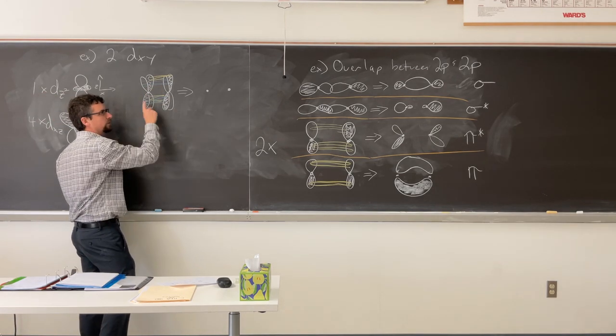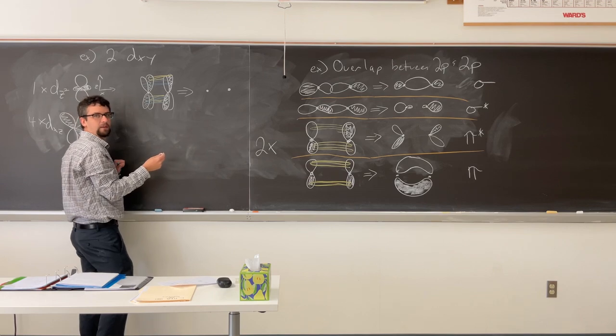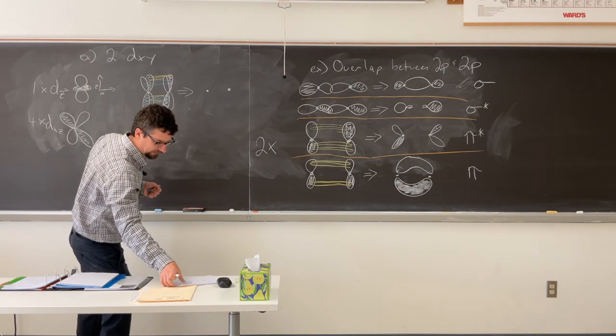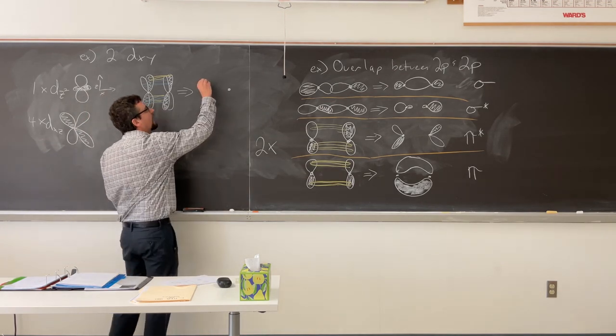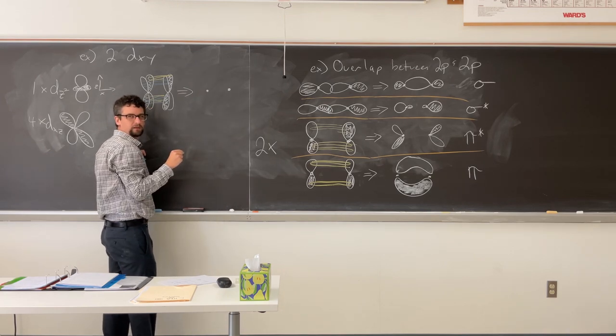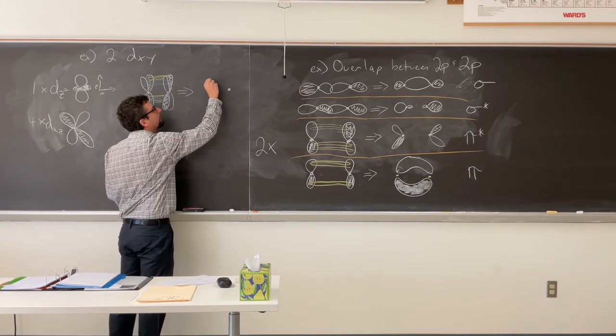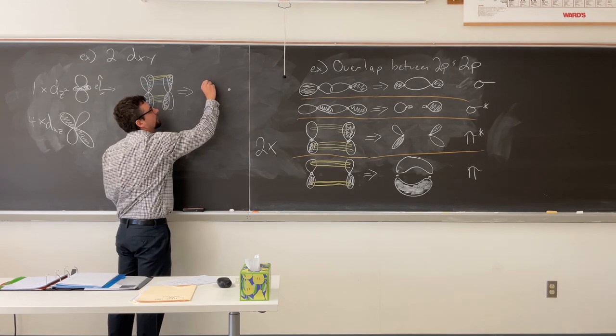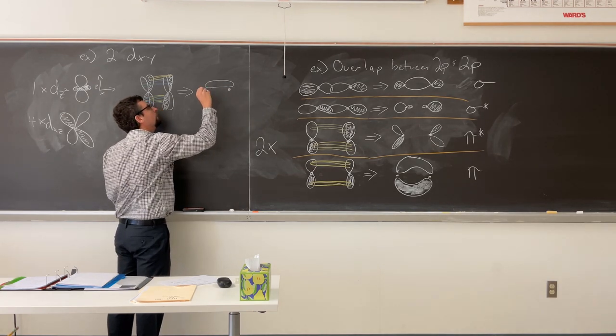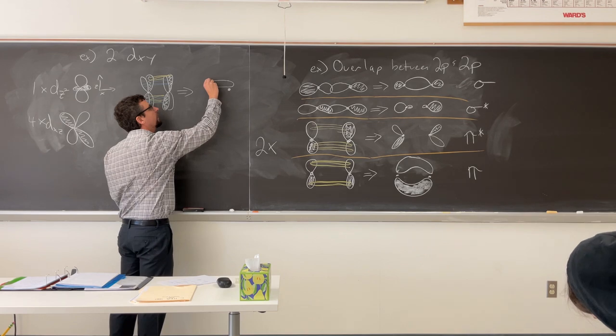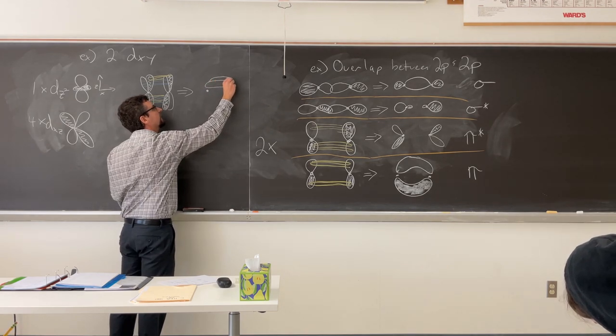How many regions of overlap do we have? We have 4 regions of overlap. What type of bond is this? It's a delta bond. Okay.